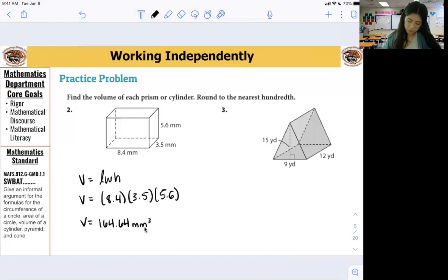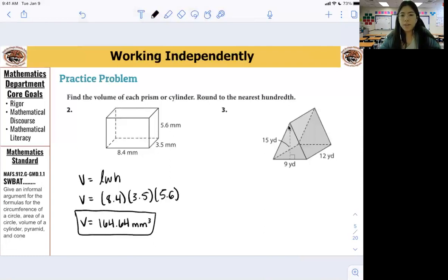Cubed. And that goes for any type of units that we have. It's always going to be cubed because this is 8.4 millimeters times 3.5 millimeters times 5.6 millimeters. So we're multiplying millimeters times millimeters times millimeters. So we call it millimeters cubed.